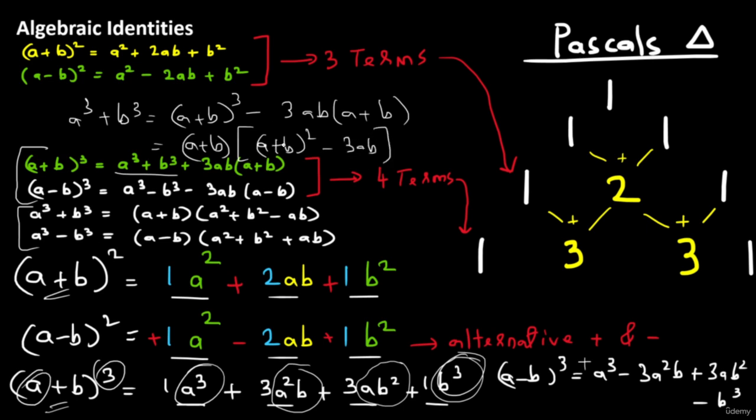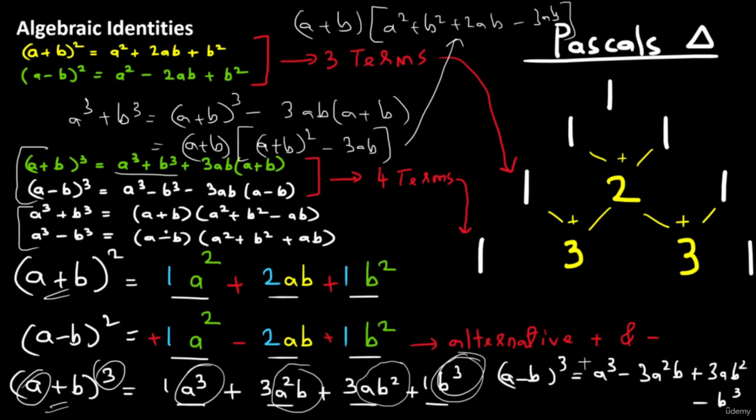Now what is the simplification of this? Let me write that over here for the purpose of space. I have (a plus b) into (a plus b)^2, which is a square plus b square plus 2ab minus 3ab, right?